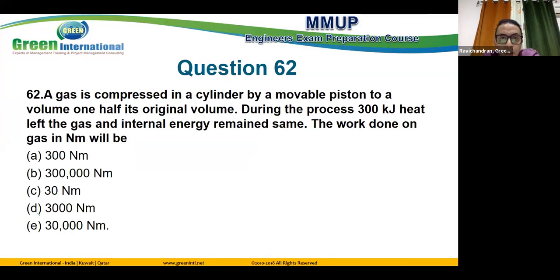A gas is compressed in a cylinder by a movable piston to a volume half its original volume. During the process, 300 kilojoule of heat left the gas and the internal energy remained the same. The work done on the gas in Newton meter will be. This is a long question, but in short, he gives you the answer like this. Read it in 30 seconds and just give me the answer.